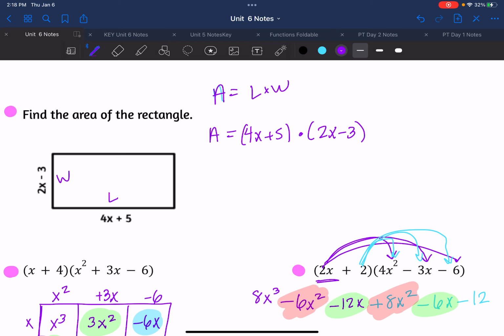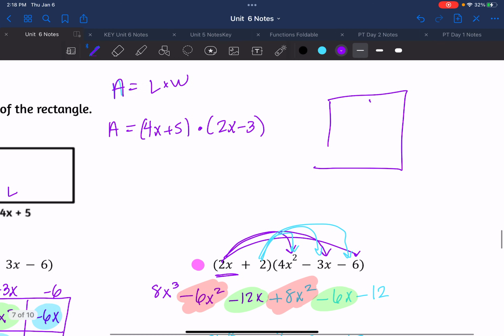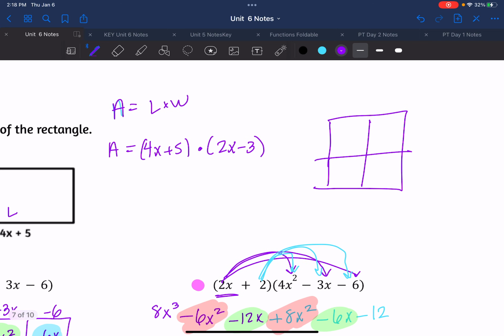Now, you just do it the same way we've been doing it, whether you want to do the box method or you want to do the double distribution. I'm just going to set up my box real quick. Box, bam. All right, so now let's go ahead and do this. So I'm going to put 4x plus 5, 2x minus 3. All right, multiply this out.